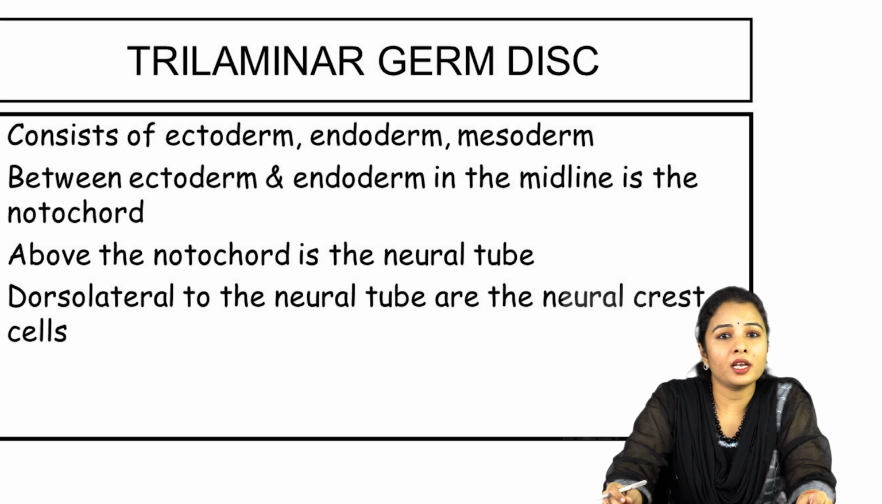So we saw the trilaminar germ disc containing ectoderm, endoderm and mesoderm. Between the ectoderm and endoderm, in the midline, we also saw the notochord and neural tube. Above the notochord is the neural tube. Dorsolaterally to the neural tube are the neural crest cells.